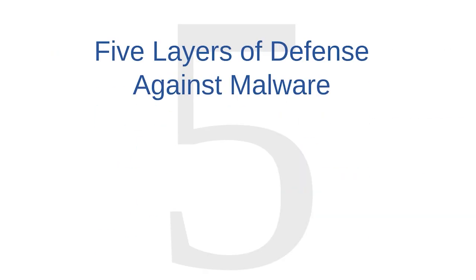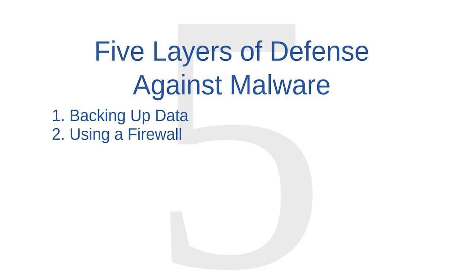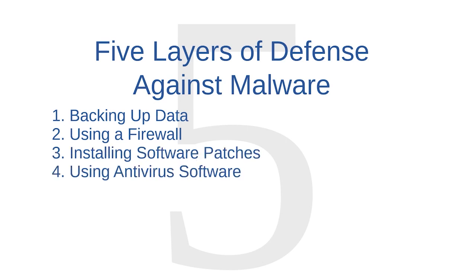We will introduce 5 layers of defense: backing up data, using a firewall, installing software patches, using antivirus software, and user education. None of these layers is particularly powerful by itself, but taken together, they constitute a firm defense. As long as you use a computer, you will always be at some risk of malware attack, but implementing these 5 layers will make that risk vanishingly small.